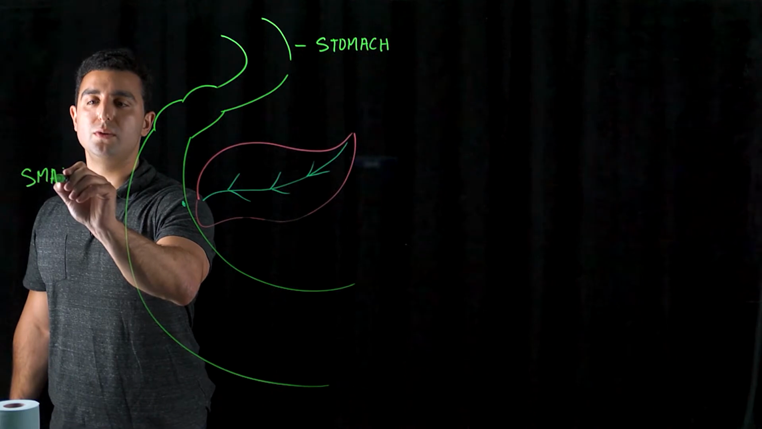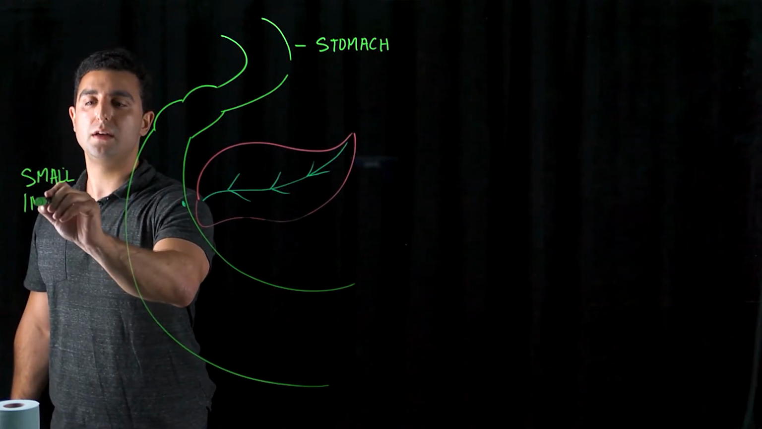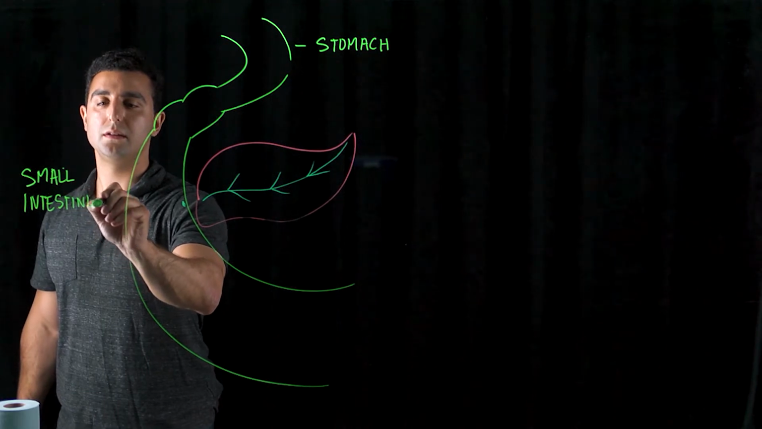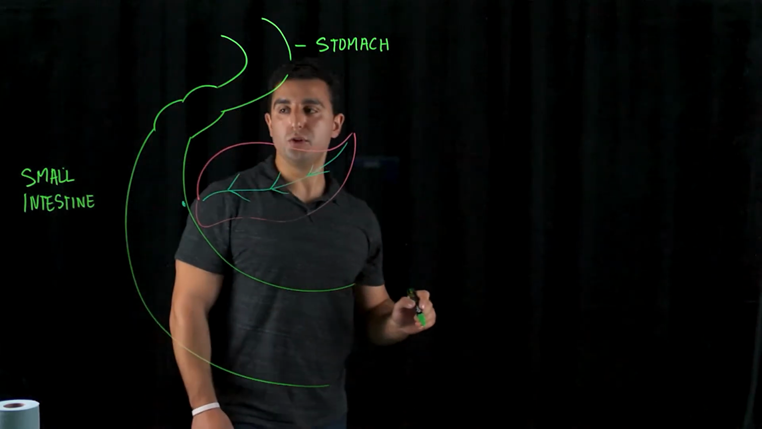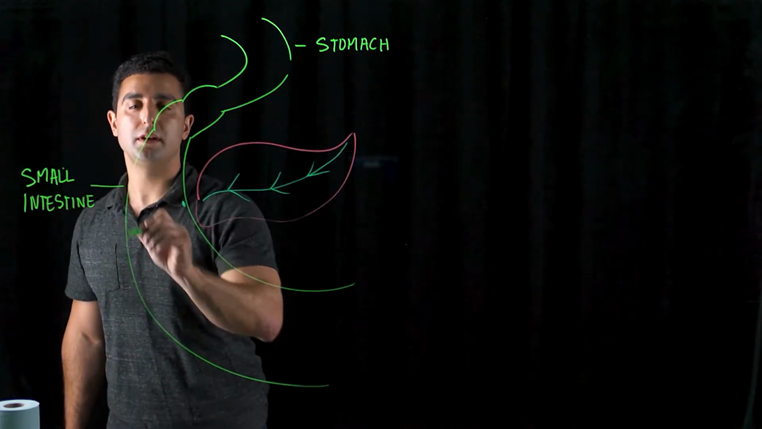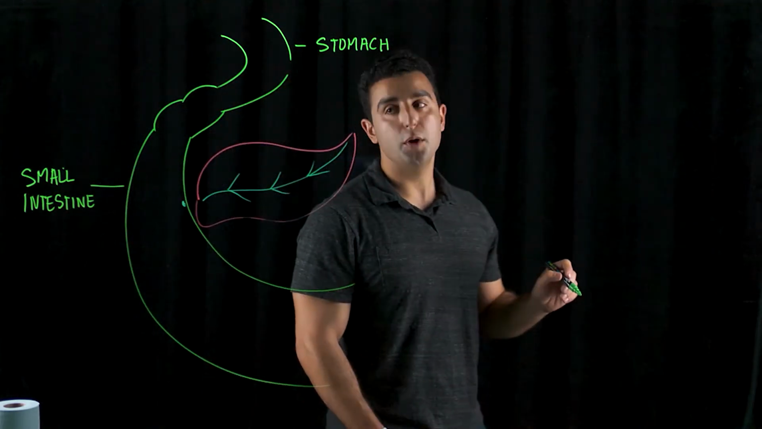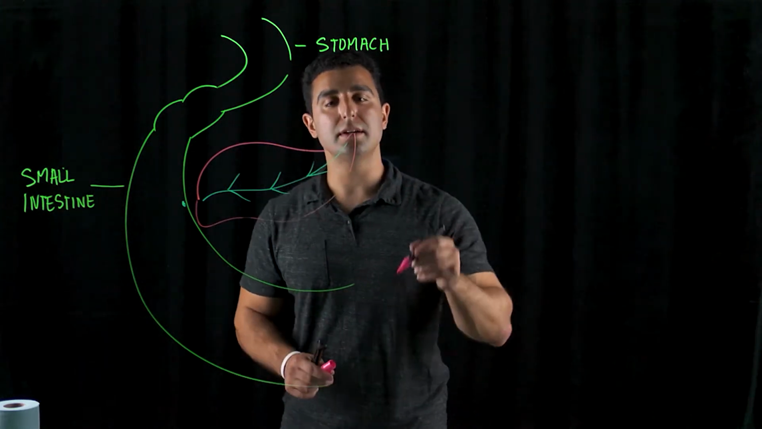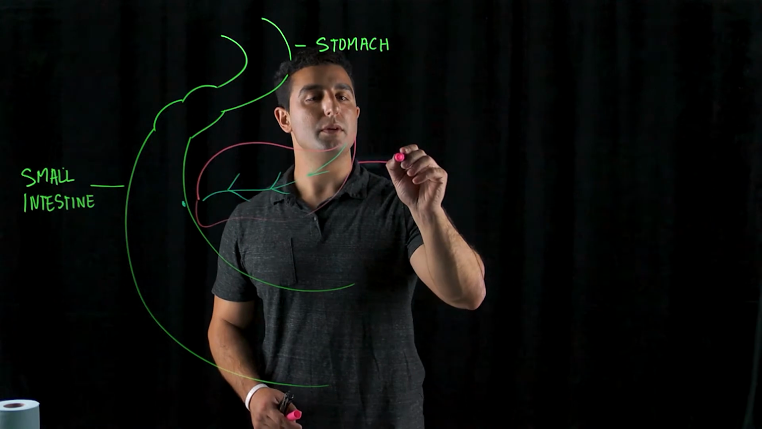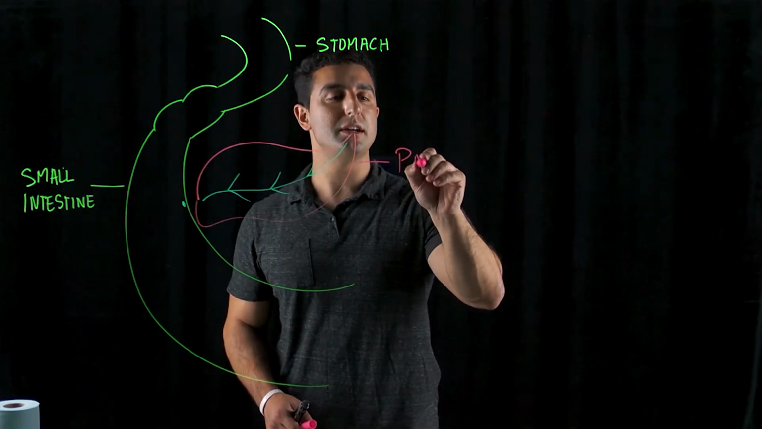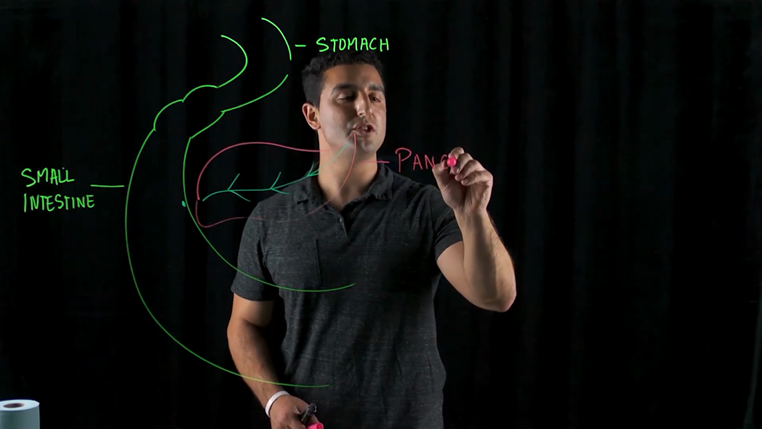And what is the name of the uppermost region of the small intestine? This is called the duodenum. And in the duodenum, this is where we see the majority of digestion and absorption take place. Also here you have your pancreas. When we look at the exocrine function of the pancreas, it is responsible for the creation of these digestive enzymes we call zymogens.